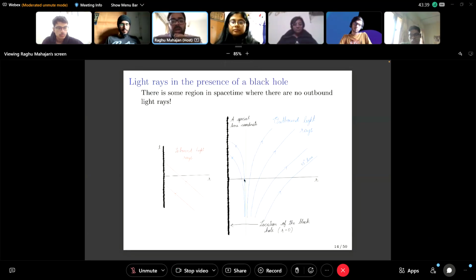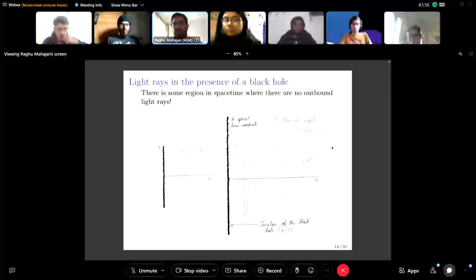But to the blue light rays, something very drastic happens. If you're very far away at large r, these blue lines approach these 45-degree lines. That means that very far from the black hole, the gravitational force is very weak, and effectively the light moves like it would in flat space. So there's nothing going on here.